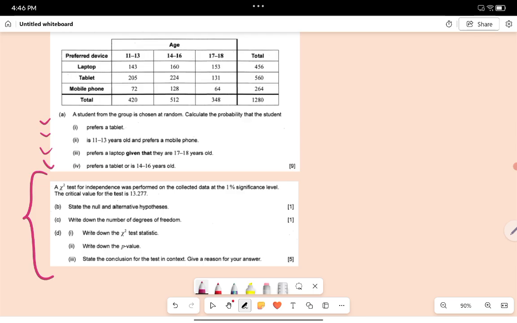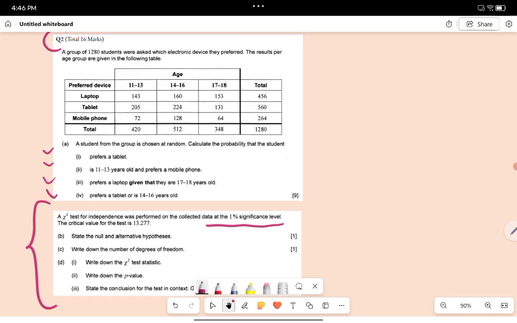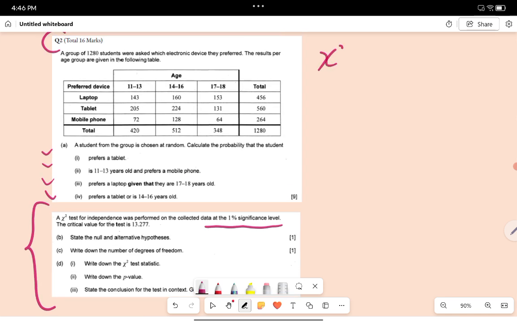So a chi-square test for independence was performed on the collected data at the significance level 1%, right? The critical value for the test is 13.277. And then we've got a few questions. So this is the chi-squared test for independence, right?